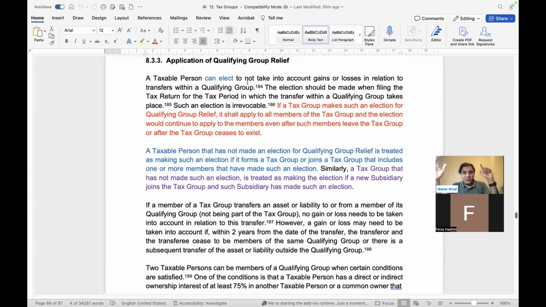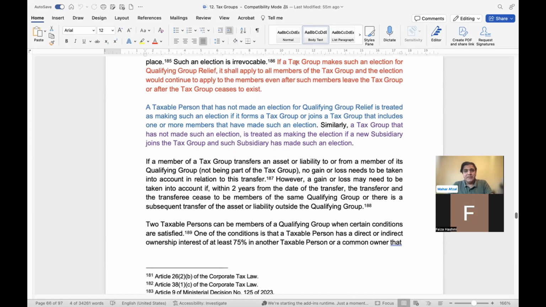In the same way, if one member is leaving the tax group and joining another tax group where none of them have already opted for the qualifying group relief, once this member joins this group, then all members of the tax group will be able to enjoy the qualifying group relief. They are mentioned here basically.